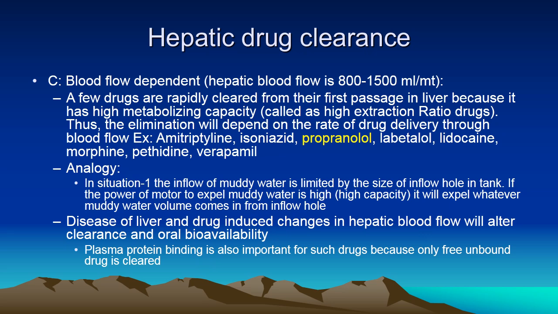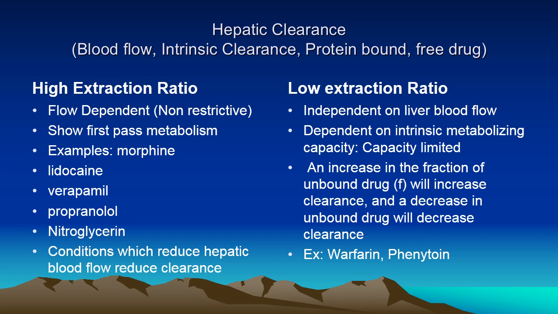Here in this type, protein binding is also important because only free unbound drug is cleared, and as the protein binding is saturable, if higher doses are given, free drug levels are high. High extraction ratio drugs are morphine, lidocaine, verapamil, propranolol, nitroglycerin, and low extraction ratio drugs are many, warfarin, phenytoin, and as I told you earlier, an increase in the fraction of unbound drug will increase clearance, and a decrease in the unbound drug will decrease clearance for such drugs.